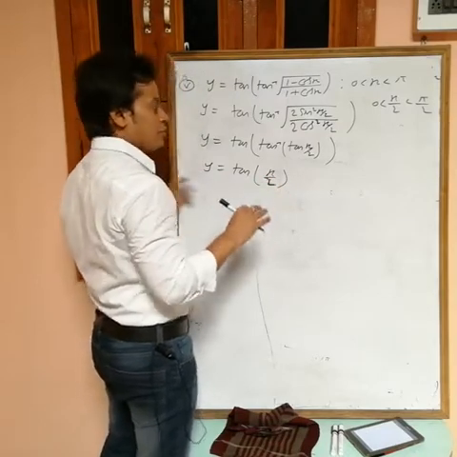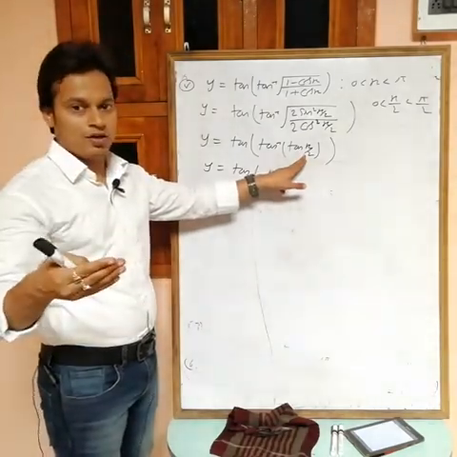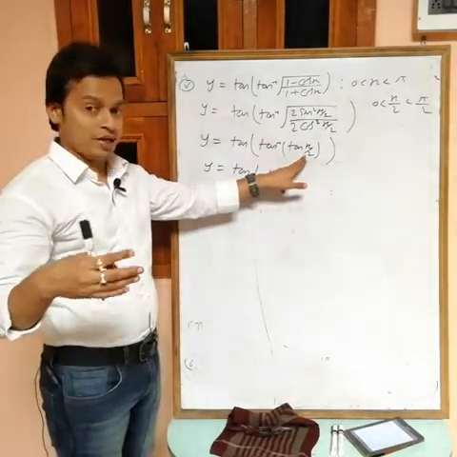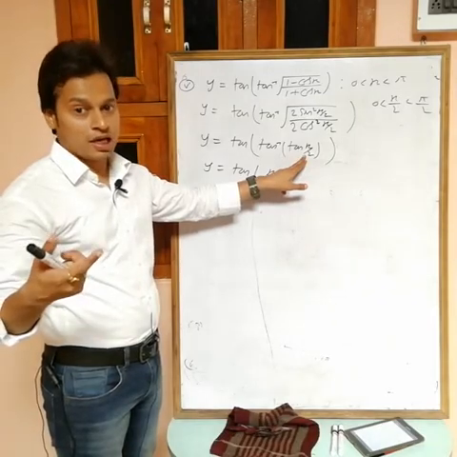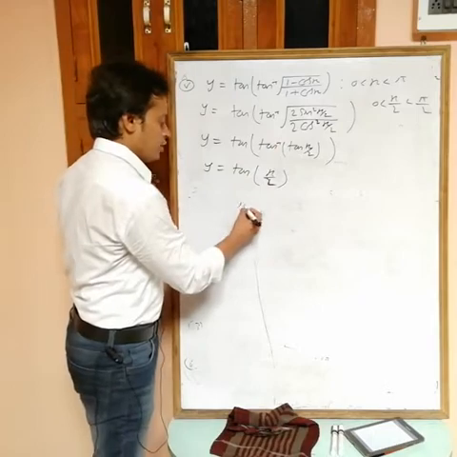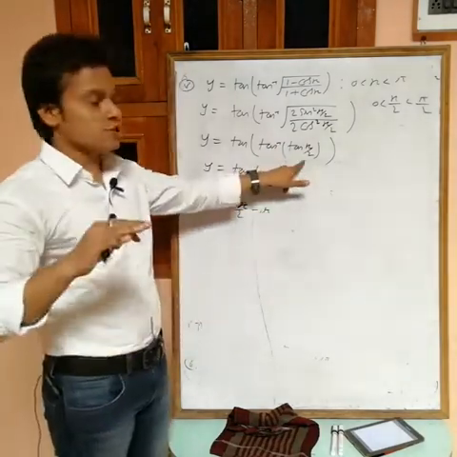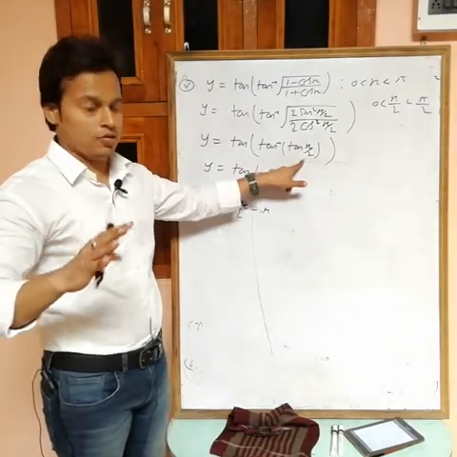Now suppose this x by 2 is from pi by 2 to pi, then what will you get? Then tan inverse tan x is x minus n pi, the formula of this one. Then tan inverse of tan x by 2 you will get as x by 2 minus pi, if x by 2 is from pi by 2 to pi.